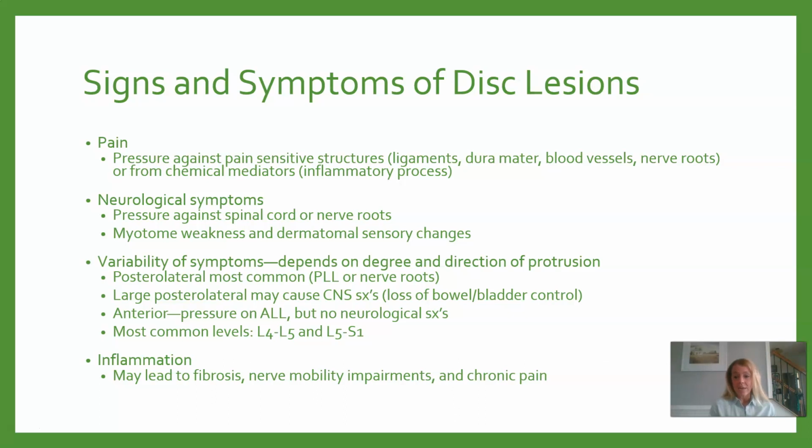Discs can herniate anteriorly, although it's not very common. There'll be pain because it puts pressure on the anterior longitudinal ligament, but there will be no neurological symptoms with those because there's no nerves in the front part of the spine there. The most common levels for disc herniations are going to be L4-L5 and L5-S1 in the lumbar spine. Anytime there's a disc herniation, there's going to be a local inflammatory response that can lead to fibrosis, nerve mobility impairments, and chronic pain.